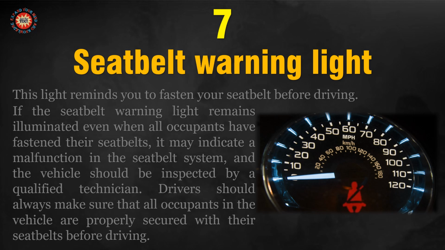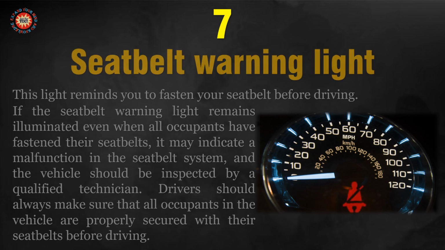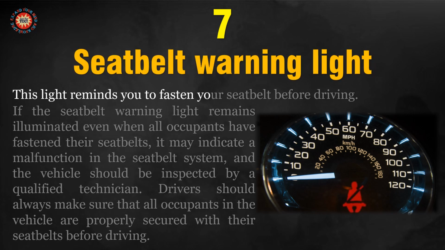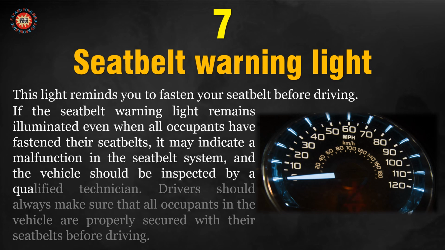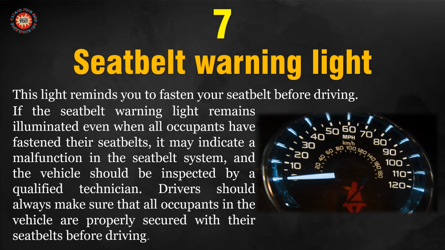Symbol 7. Seatbelt warning light. This light reminds you to fasten your seatbelt before driving. If the seatbelt warning light remains illuminated even when all occupants have fastened their seatbelts, it may indicate a malfunction in the seatbelt system, and the vehicle should be inspected by a qualified technician. Drivers should always make sure that all occupants in the vehicle are properly secured with their seat belts before driving.